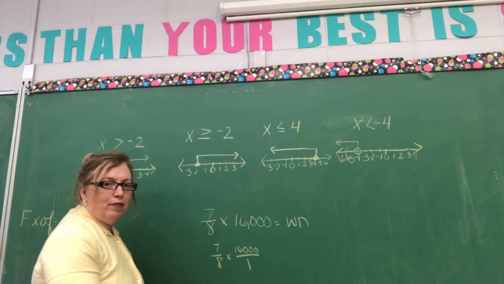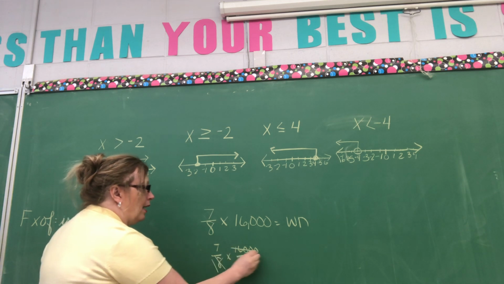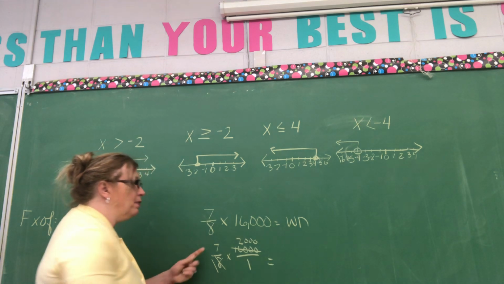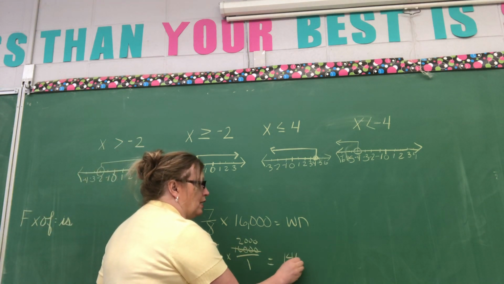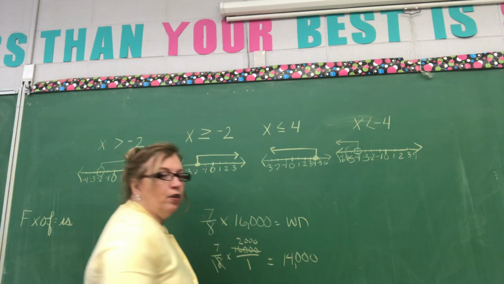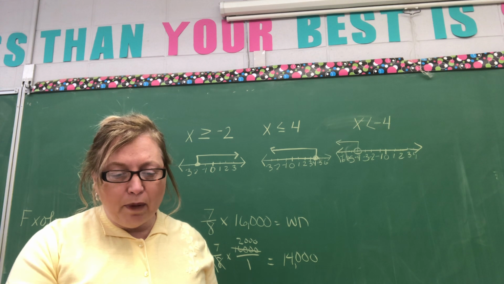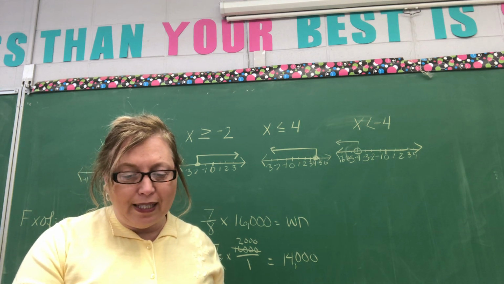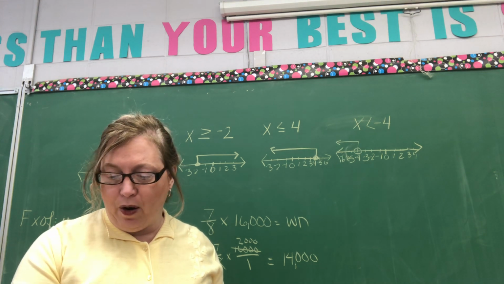And I understand you may have done this in one step, and that's fine. 8 divided by 8 is 1. 8 goes into 16,000 2,000 times, and 7 times 2,000 is 14,000. So your answer was 14,000. Look at number 3. The stagecoach clattered and rattled, but still made the 40-mile trip in 5 hours.